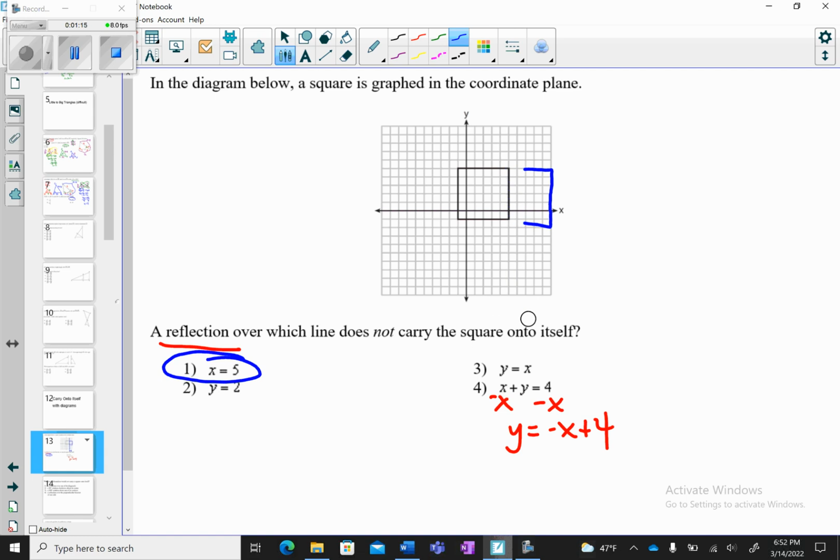Let's look at the other choices to make sure we understand why those do, in fact, carry onto itself. So let's look at choice 2, y is equal to 2. You go up on the y-axis 2 boxes, and I'm going to draw the line. If I reflect over the line y equals 2, because it goes straight through the middle of the square, it does carry onto itself. So that one does work.